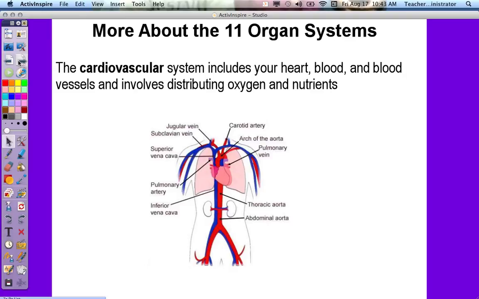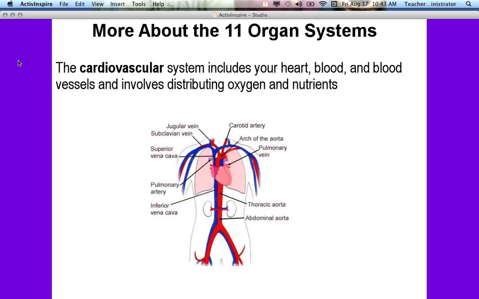Let's start with the cardiovascular system. It's also called the circulatory system. Some of the organs that are part of this system are your heart, your blood, and your blood vessels. And the job of your cardiovascular system is to distribute oxygen and nutrients throughout the entire body.